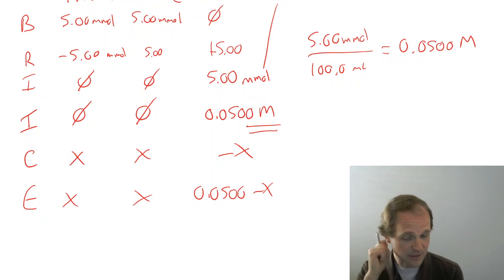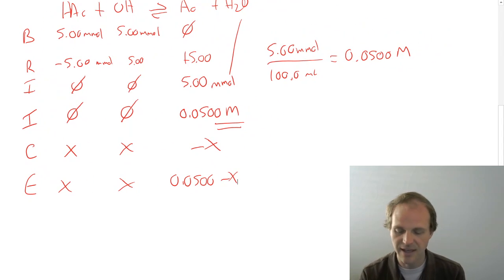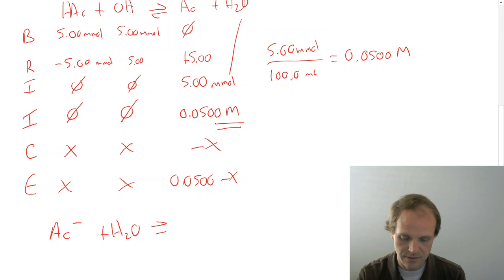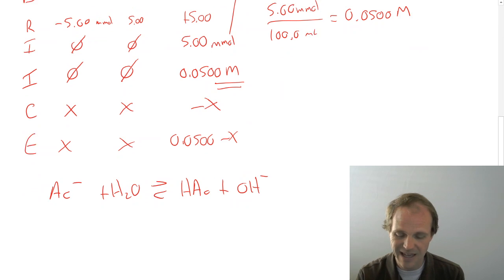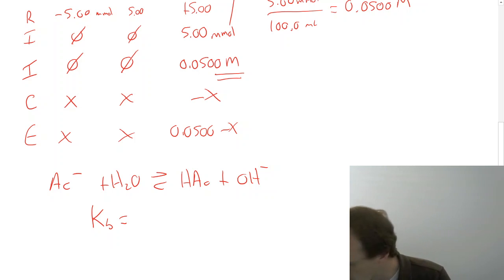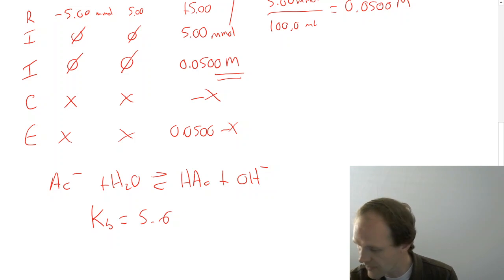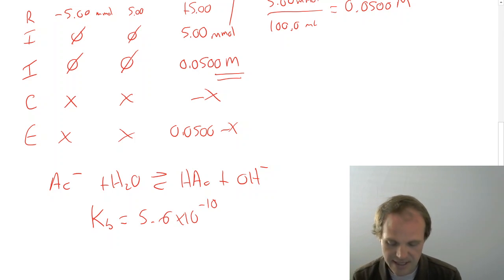Now, the only thing that was a little bit hard in this one is if you're just starting out, this doesn't look like any of our standard Kas or Kbs, but the reverse reaction does. Ac minus plus H2O goes to HAc plus OH minus. Looks like a Kb, and we talked in the last video that you can't actually look up a Kb for acetic acid. You can only look up a Ka, but you can calculate the Kb by using Ka times Kb equals Kw, and you get 5.6 times 10 to the minus 10th.